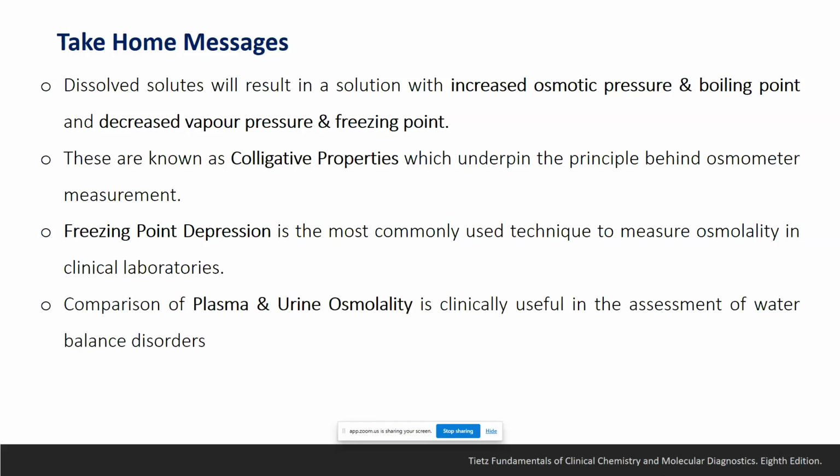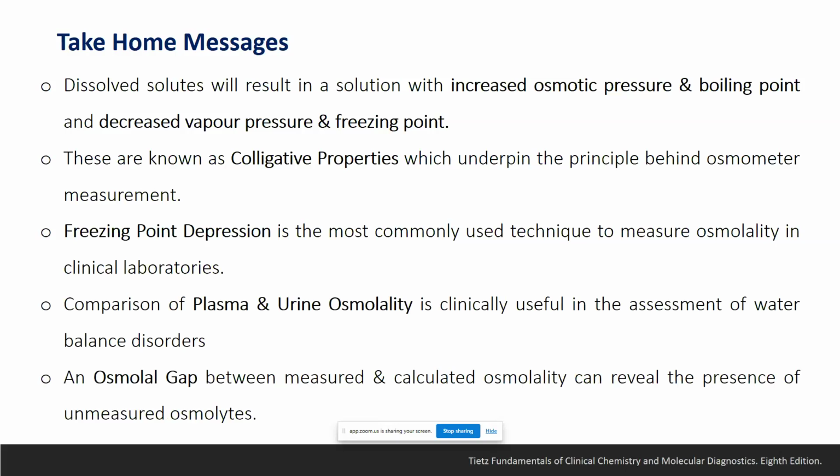Comparison of plasma versus urine osmolality is clinically useful in the assessment of water balance disorders. An osmolar gap between the measured and calculated osmolality can reveal the presence of unmeasured osmolytes, which serves as a very useful tool in clinical practice where there is clinical suspicion of the ingestion of toxic substances.